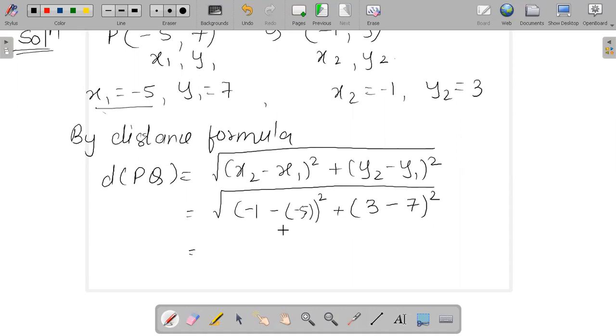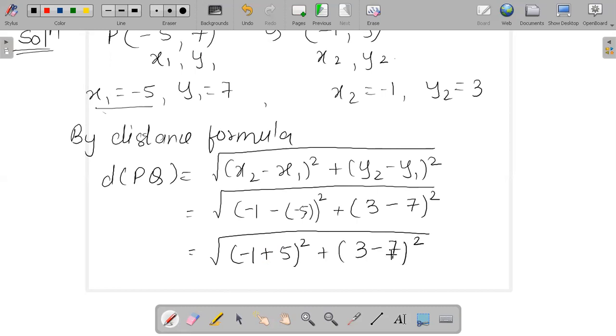Now pay attention carefully to this part, the first term. It's -1 minus of -5. So how will we rewrite this? Here, this is minus and this is also minus. So minus into minus becomes plus. So that's why this is -1 plus 5. Close the bracket, the whole square. Plus this I'll write as it is, 3 minus 7, the whole square.